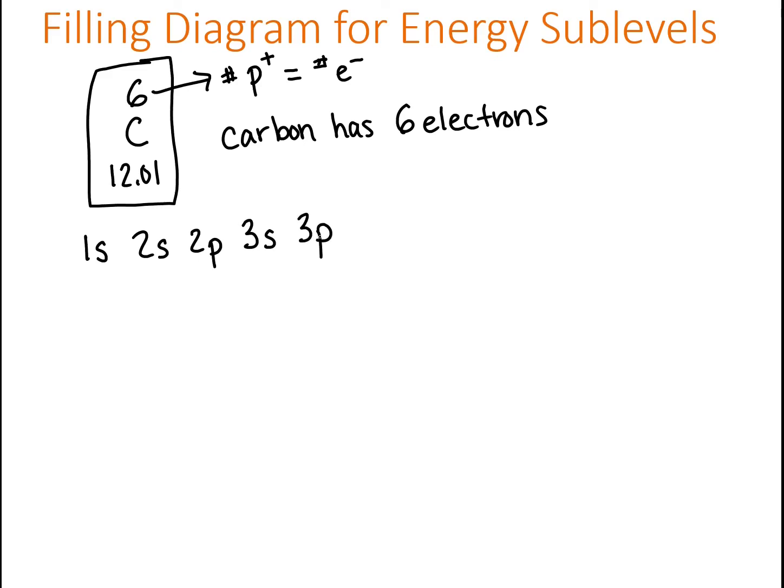So I'll write out the order just for a little bit. I know that I'm not going to need more than the 3p, okay? Now, you'll also need to know how many electrons each sublevel can hold, which we went over just a second ago. Remember that the S can hold 2 electrons, the P can hold up to 6, the D can hold up to 10, and the F can hold up to 14.